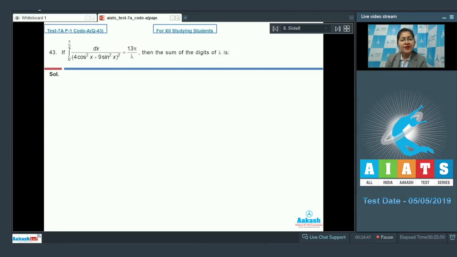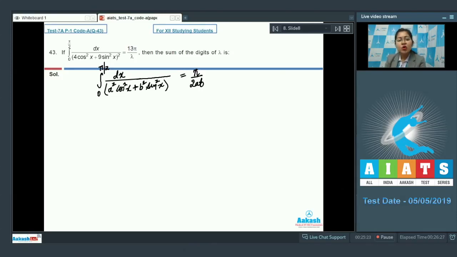Before finding the value of this integral, let us consider another integration, that is the integral from 0 to pi by 2 of dx upon a square cos square x plus b square sin square x. We will not take the square here. We directly know the formula of this integral, that is equal to pi upon 2ab. How can we find it?